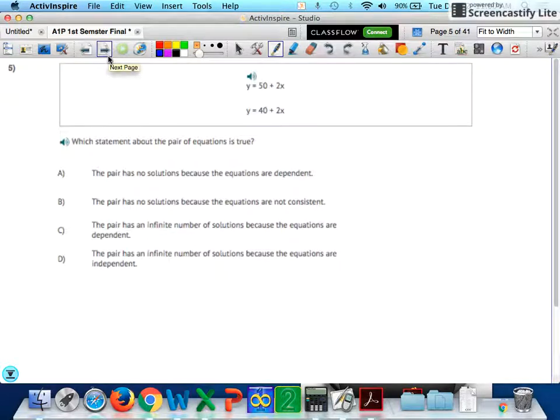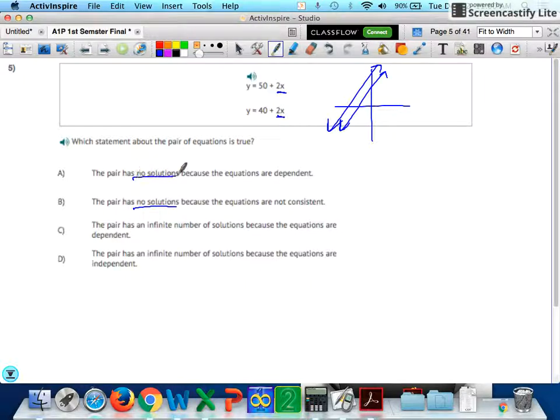Number 5, which statement is true? Well, just from looking at these, you can also graph them, but I see that they have the same slope and different y-intercepts. So when I go to graph these, you're going to have an equation that looks like that and another parallel equation that's up above it. So I know that if I'm thinking about this system, they have no solution.